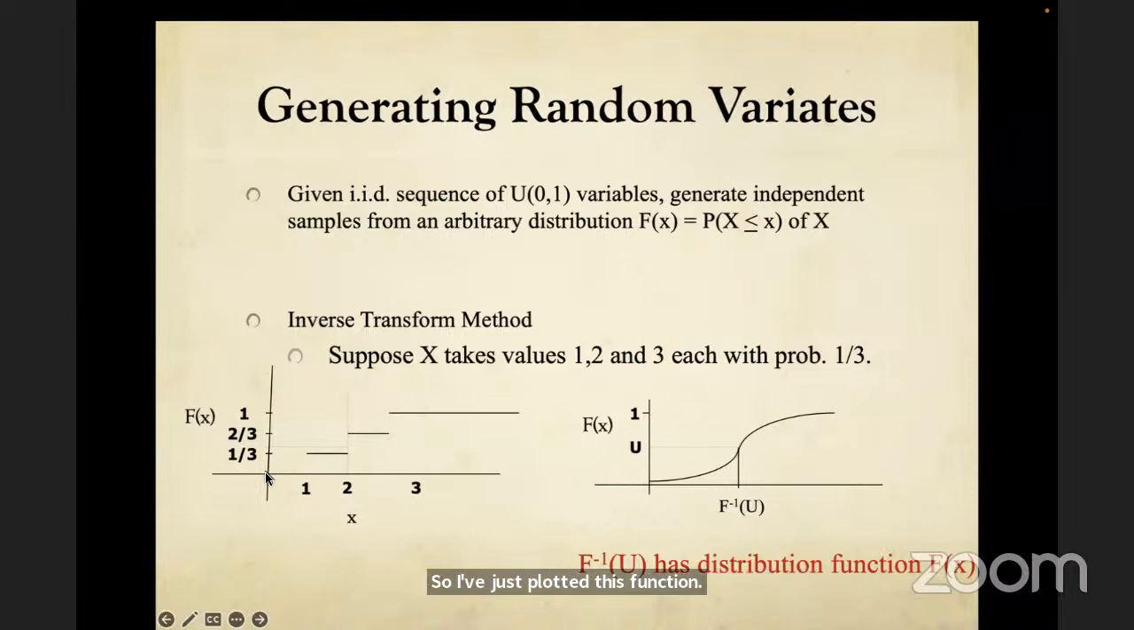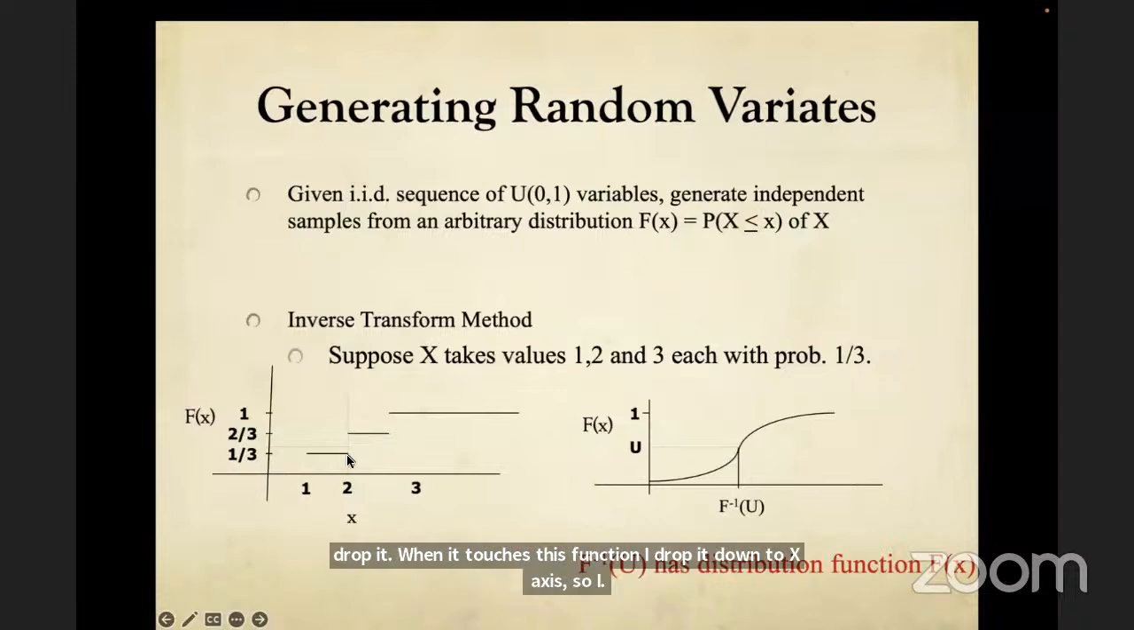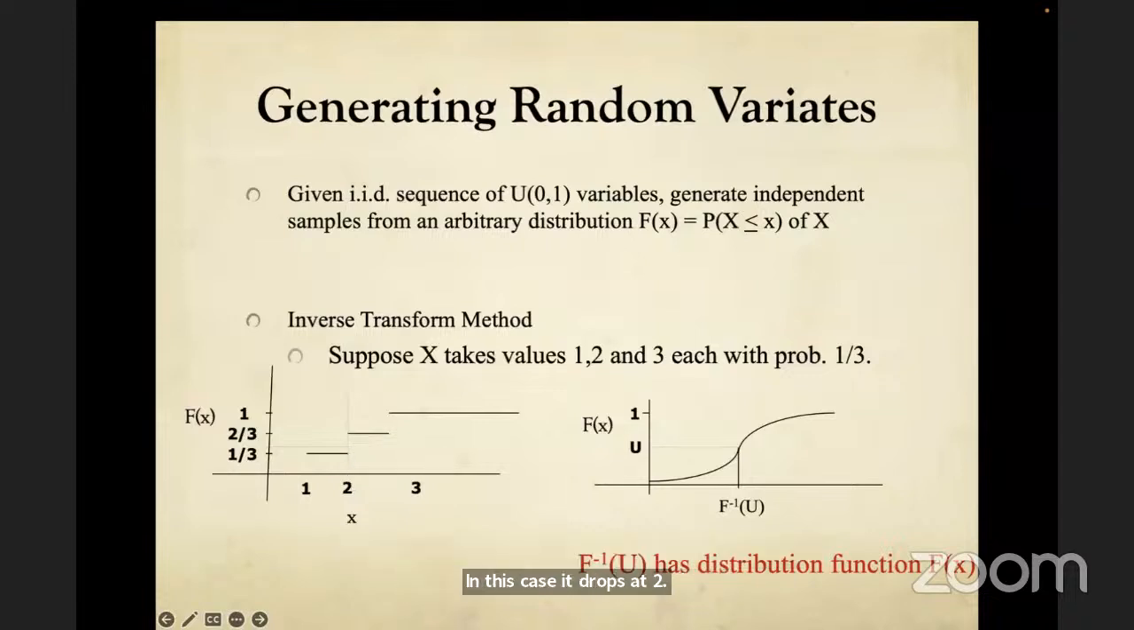Now I generate a uniform (0,1) variable. Suppose it lands between 1/3 and 2/3. I simply draw a horizontal line here and, when it touches this function, I drop it down to the x-axis. So I compute the inverse of the function F. In this case, it drops at 2. So the chance that I'll see 2 is exactly the chance that the uniform number will lie between 1/3 and 2/3, which is 1/3 probability. Similarly, if the uniform number lies between 2/3 and 1, I'll output 3. That's also probability 1/3. Similarly, whenever this uniform number lies between 0 and 1/3, I'll output 1. So this becomes a procedure where I convert a uniform (0,1) random variable into a random variable which takes value 1, 2, or 3 with equal probability 1/3.